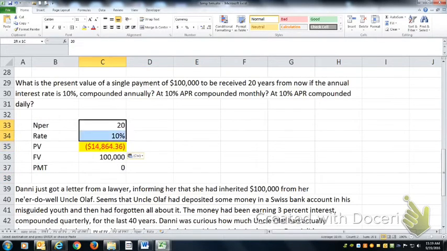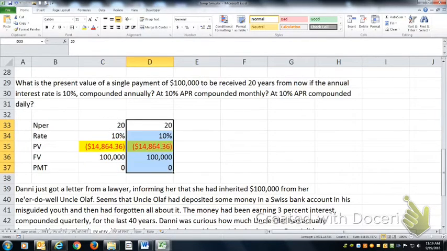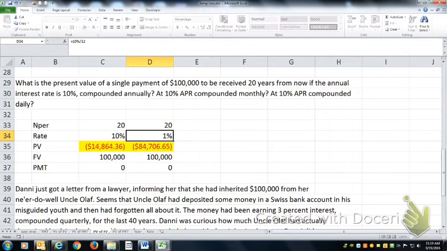$14,864. All right, and then at 10% compounded monthly, the rate would be 10% divided by 12, and 20 years with 12 compounding periods a year takes us to 240 periods. And you wouldn't have to put as much in there to end up with the same amount, because it's going to earn about $1,000 more interest over that period.